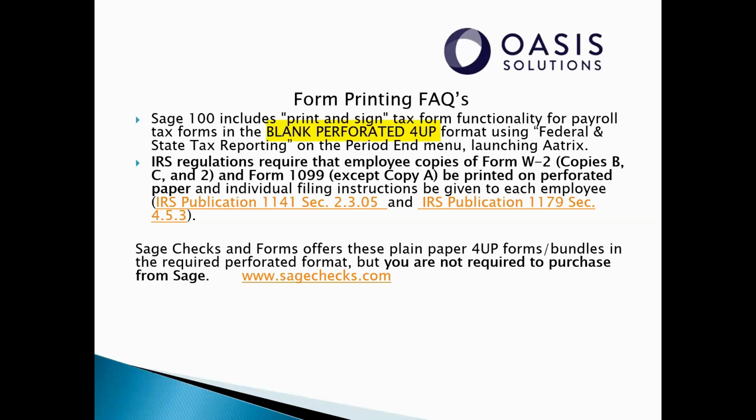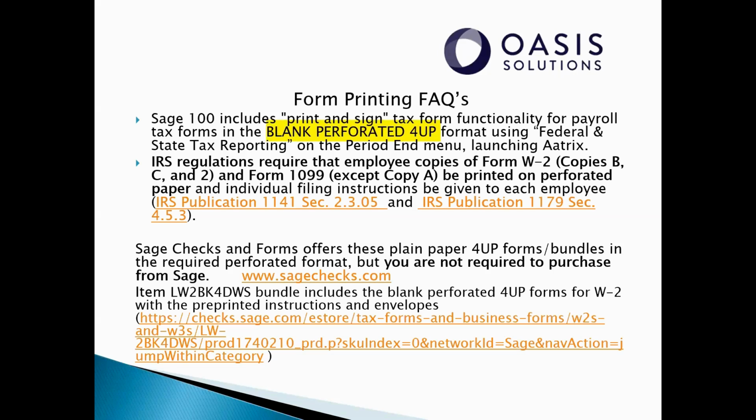As far as where you can get your 4-up paper and the resources that you need to do your W-2s, Sage Checks sell the perforated 4-up forms as well as the bundles. But you do not have to get them from Sage Checks. You can get them from your local office supply store, or if you have a preferred office print house that you use, many of them will have it as well. But if you do decide to go to Sage Checks, the item number there is the bundle that includes the blank perforated 4-up, as well as the pre-printed instructions that go on the back and the envelope. So if you're looking to bundle and get all the components that you need, the LW2 BK 4DWS bundle is the one that has all those components that you will need.